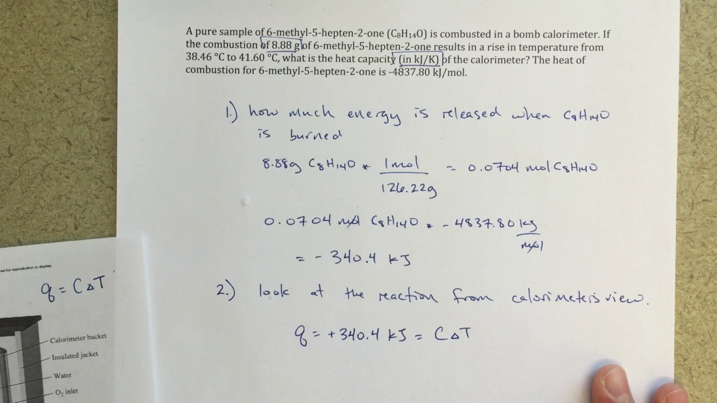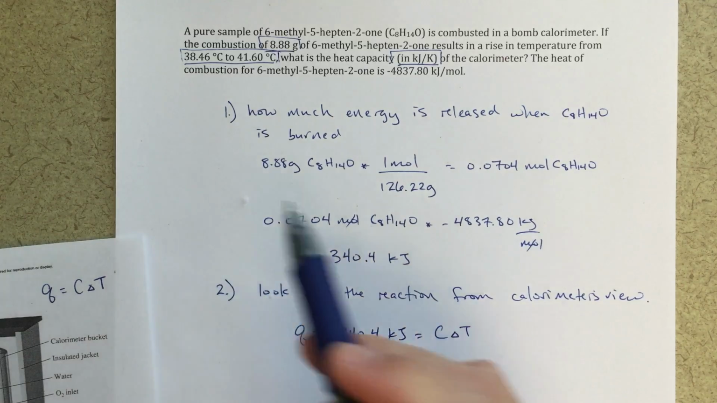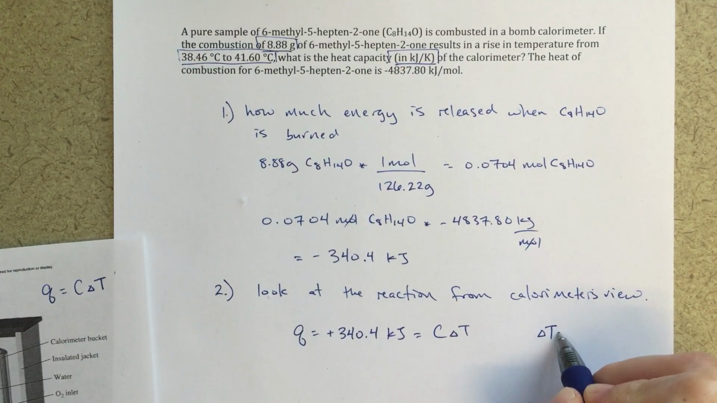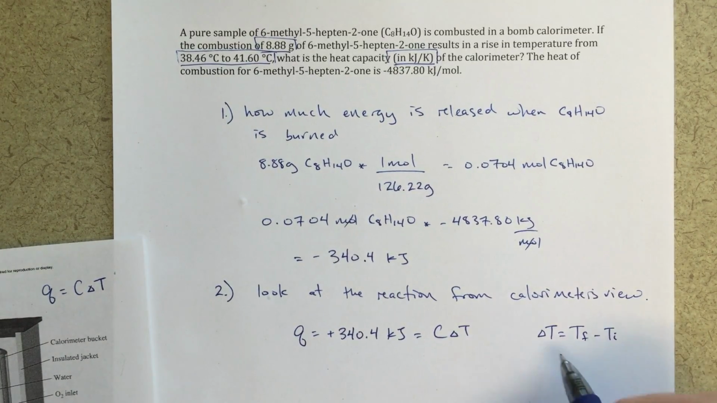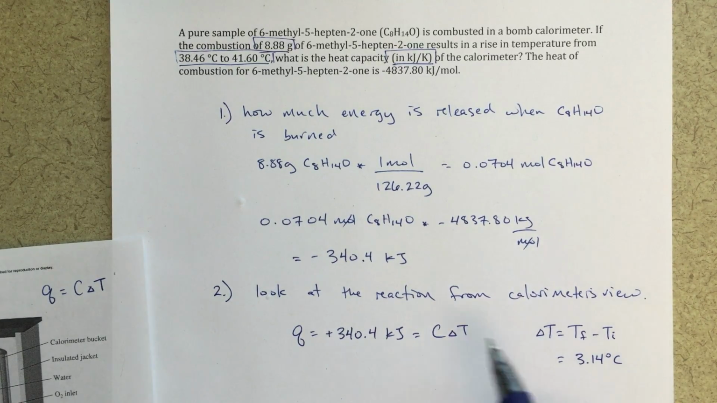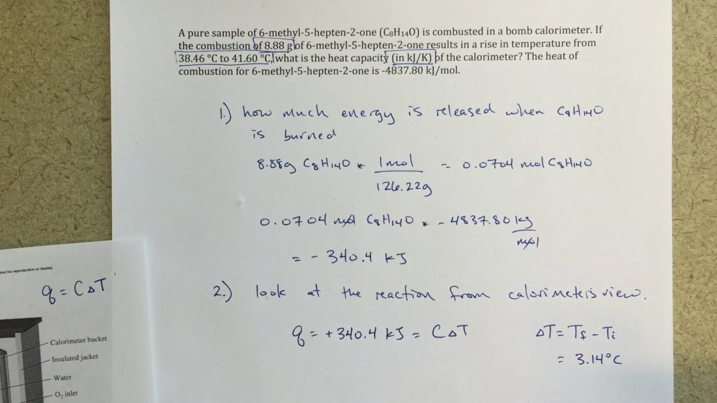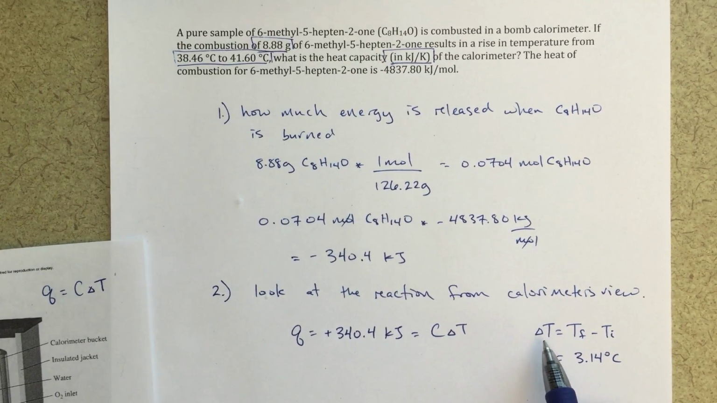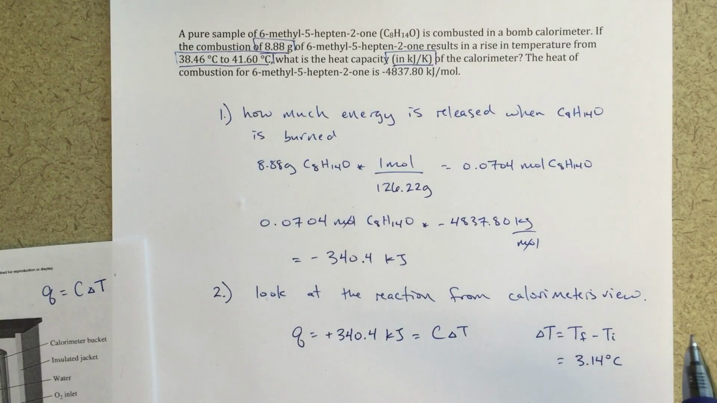Now, if we go back to our problem, we know what delta T is: 38.46 to 41.60. And remember, delta T equals T final minus T initial. That'll help you keep your signs straight. In our case, that equals 3.14 degrees Celsius. Now, we have to talk about this Celsius Kelvin conversion here, because we're looking for the heat capacity in kilojoules per Kelvin. If we're talking about a change in temperature, a delta T, it really doesn't matter if we're talking about Celsius or Kelvin, because if you do the change, it's just the difference between the two values.